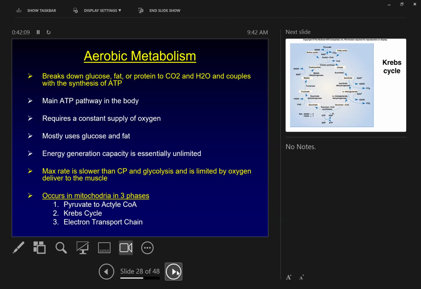Energy generation, if we feed you oxygen and some sort of substrate in this, is basically limitless. Okay. We can put you in a coma and IV drip you some fat and some glucose. As long as you're breathing, you can run this forever. Okay. Until the other tissues in your body give out. So that part's not limited, but it's slow.